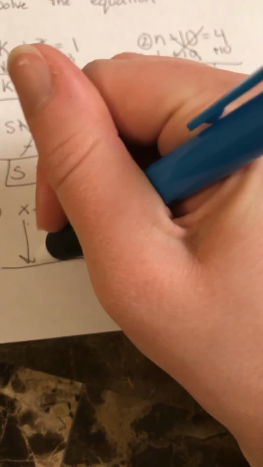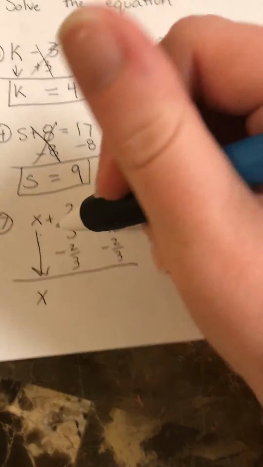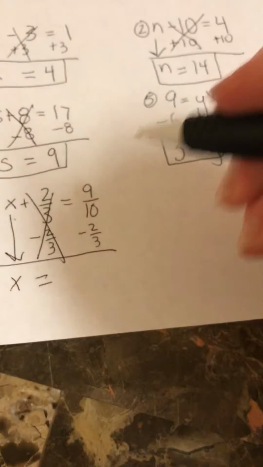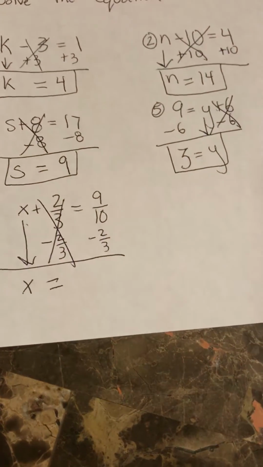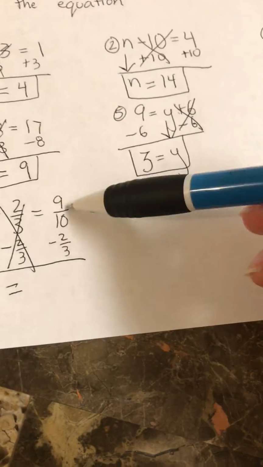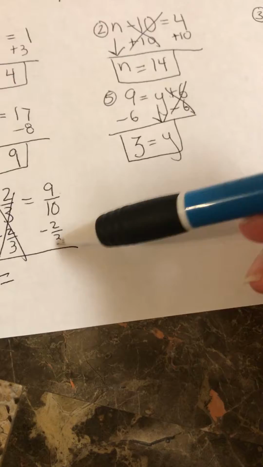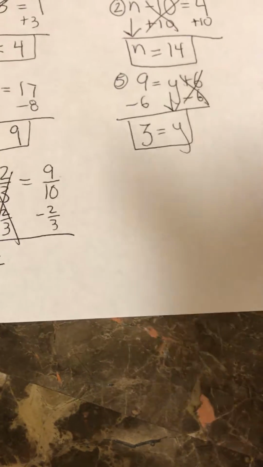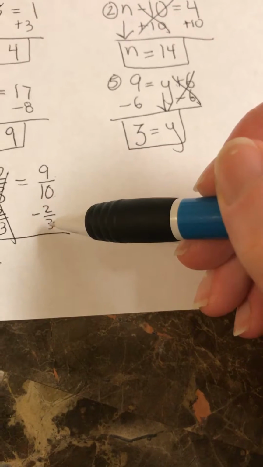When we do this, our x will come down. Our 2/3 will cancel out. Now we have to do 9/10 minus 2/3. But in order to do this, you cannot subtract two fractions that don't have the same denominator, so we have to manipulate our fractions. Okay, we need our denominators to be the same.